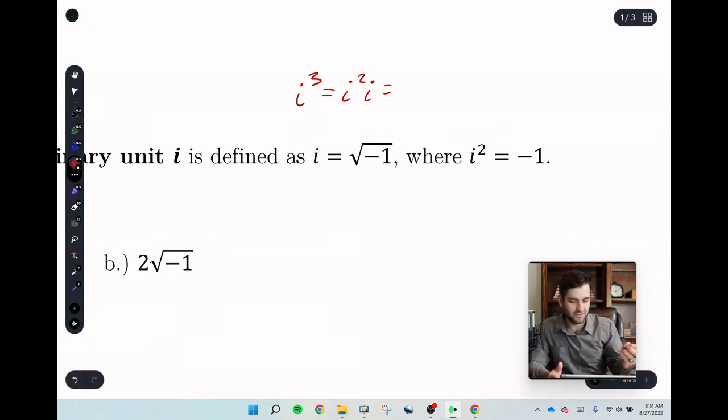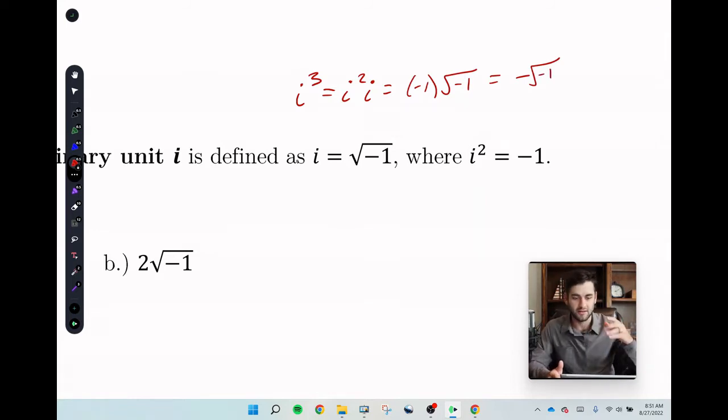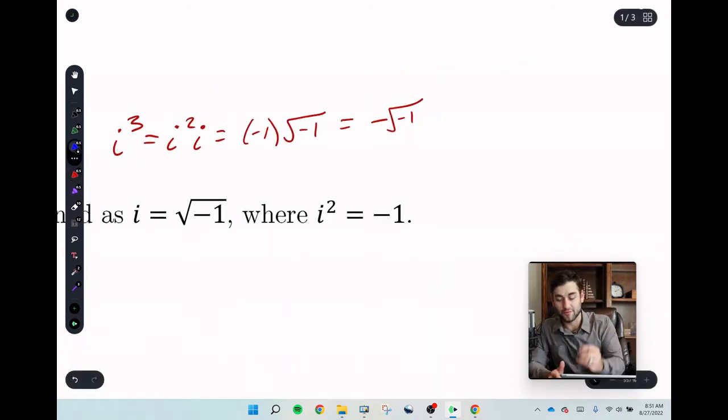So wouldn't that just be -1 from that right definition and the square root of -1 from that left definition, right? So that gives us something like negative the square root of -1. Okay, well, that's interesting. It's a little weird. But then this is where it really gets cool. What happens if we do it one more time?